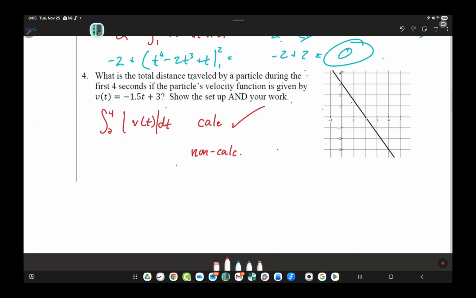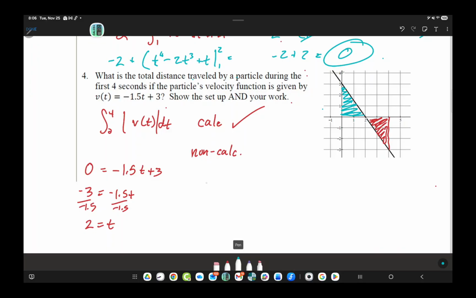The idea here is we need to find where the function gives you 0, where the function crosses the x-axis. So firstly, we're going to take v of t and set it equal to 0. Negative 1.5t plus 3 equals 0 gives me negative 3 equals negative 1.5t, which, if you divide by negative 1.5, gives you 2 is equal to t. So let's say I'm not given this graph, so I don't know automatically that this first part is positive and the second part is negative.